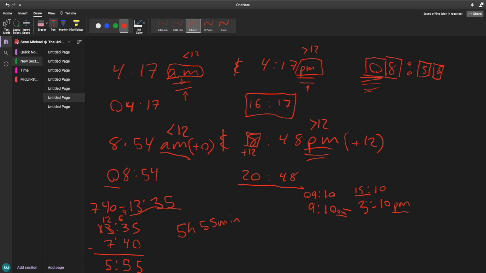Remember to put the bigger number, or the later number, on top. So 15:10 minus 9:10 is equal to, so this will be 0, because 10 minus 10 is 0, and then 15 minus 9 will be 6 hours, and you can just plop this 0 here. So I hope you kind of get the gist of that.